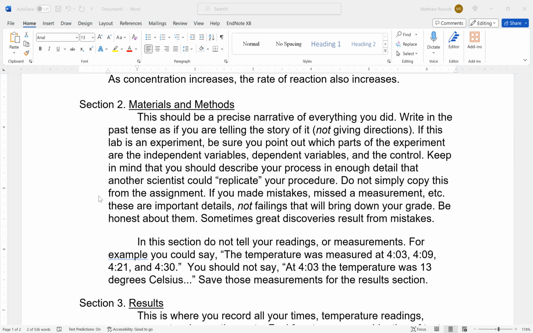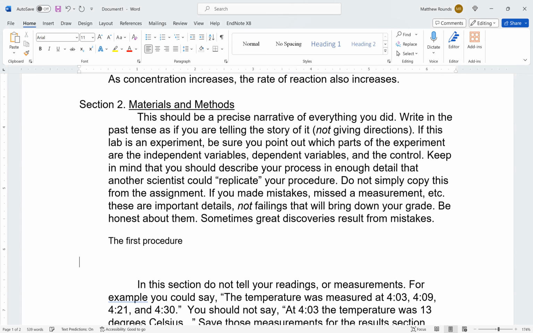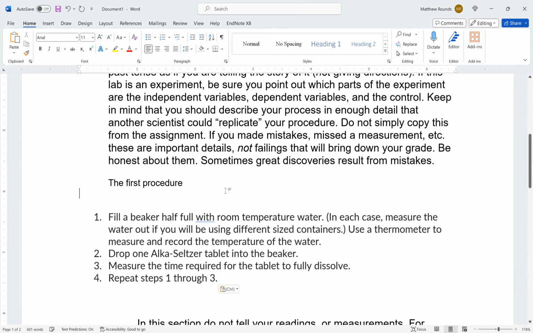It's the most basic one here. So you might start out by writing something like, the first procedure, and then you're using past tense, began, first procedure. Well, we'll get to that. Here's the list. The first procedure was the control group.